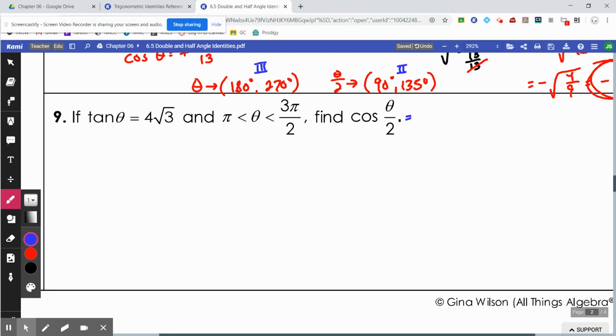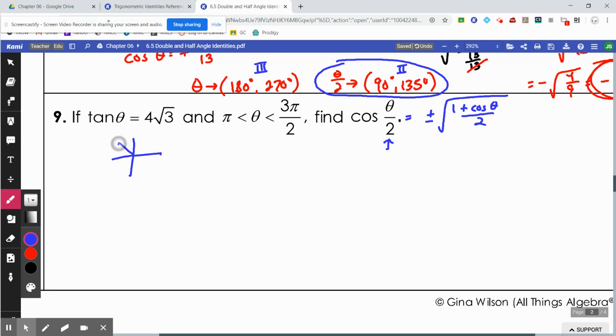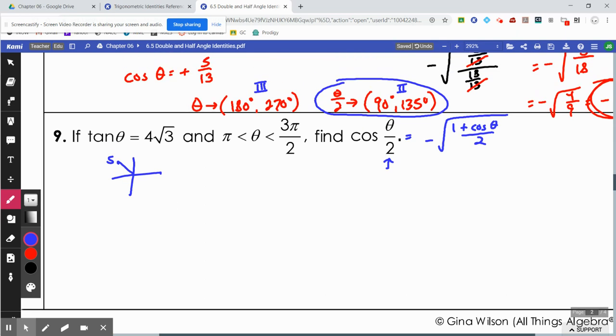So let's go ahead and write our formula from our reference sheet. And there it is. Now the cosine of my theta over 2. Okay, theta over 2 is in our second quadrant. Let me sketch that. Somewhere over here, all students take calculus, so therefore cosine will be negative. That's all we needed that for. Since we're in the second quadrant, cosine's negative, we're done with all this. So there's my formula. I'm given, let's see, tangent is 4√3.